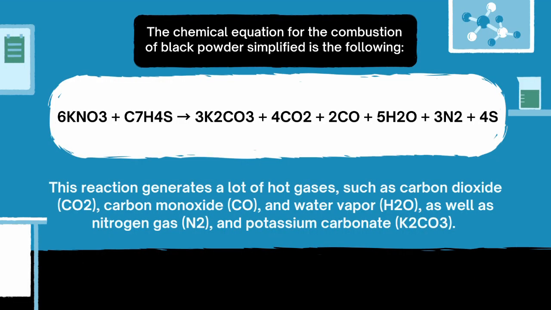The chemical equation for the combustion of black powder, simplified, is the following, in which 6 molecules of potassium nitrate react with 1 molecule of charcoal to produce 3 molecules of potassium carbonate, 4 molecules of carbon dioxide, 2 molecules of carbon monoxide, 5 molecules of water, 3 molecules of nitrogen gas, and 4 molecules of sulfur. So as you can see, this reaction generates a lot of hot gases, such as the carbon dioxide, carbon monoxide, and water vapor, as well as nitrogen gas and the potassium carbonate.